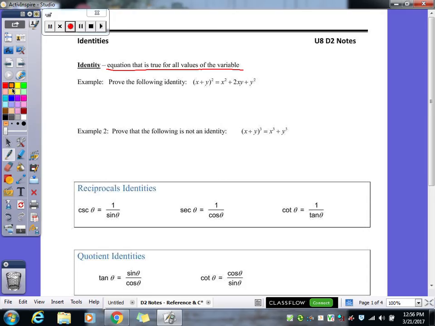So we have here (x plus y) squared. We're trying to see if it's the same as x squared plus 2xy plus y squared. So what you have to do is get both sides to be exactly the same. That's how you prove an identity to be true. So one way we could go about this is taking our x plus y, writing it twice, and multiplying.